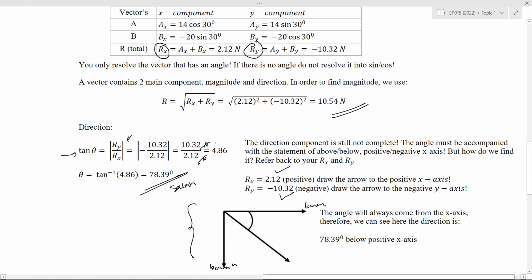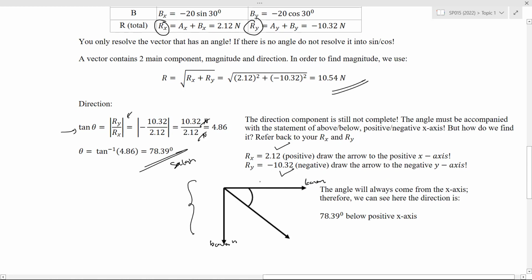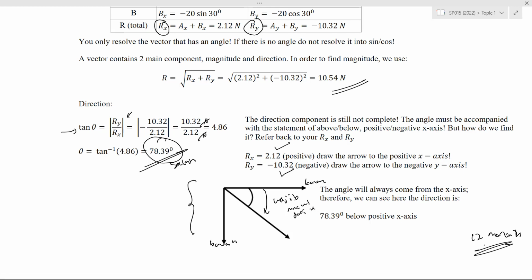So that's pentingnya untuk you dapat the resultant x and y. Sebab you boleh sekarang ni lukiskan dia punya vektor yang terbaru. And the angle wajib muncul daripada x. Wajib muncul dari x. So you can see here the angle here is 78.39 degree. Macam mana? It's below positive x-axis dia. Barulah complete you dapat sini 12 markah. 12 markah taunya. Bukannya 2 markah. The previous subtopic which is dimension only has 2 marks. Manakala ini adalah 12 markah.